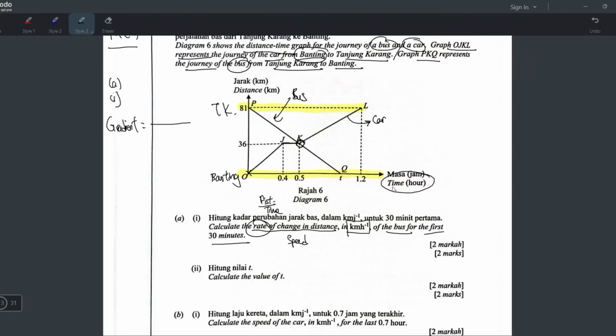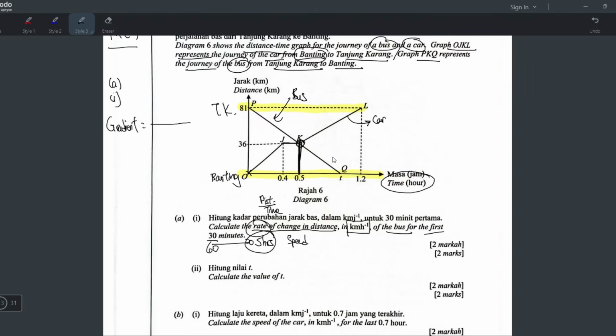Okay, this one they write in hours, right? In hours. So 30 minutes is how many hours? You divide by 60 and you get 0.5 hours. So let's find 0.5, it's here, right? But they want for bus. So for bus is this one. So what we have to do is find the gradient of this line. Okay, find the gradient of this line.